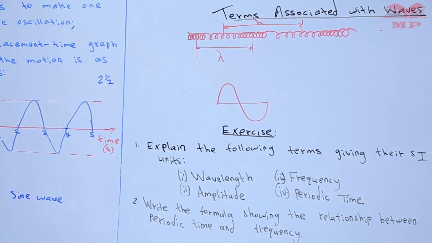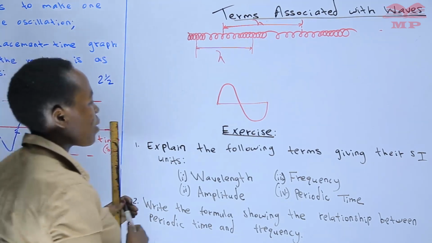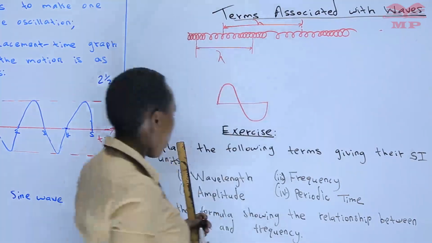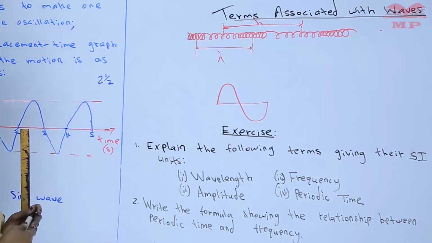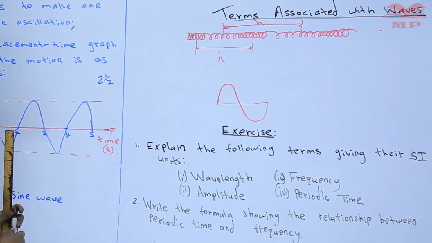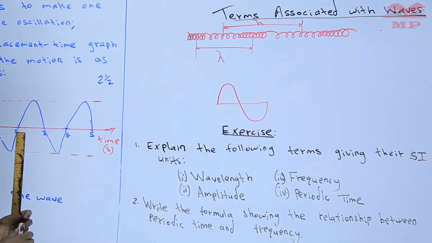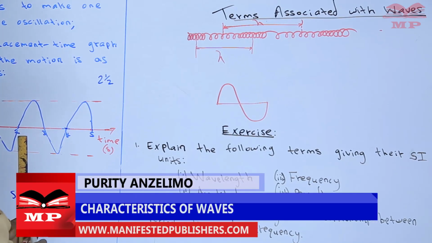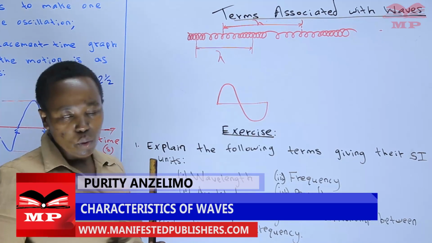So those are the questions. Number 1, explain the following terms giving their SI units. 1, wavelength. 2, amplitude. 3, frequency. And 4, periodic time. Then 2, write the formula showing the relationship between periodic time and the frequency.